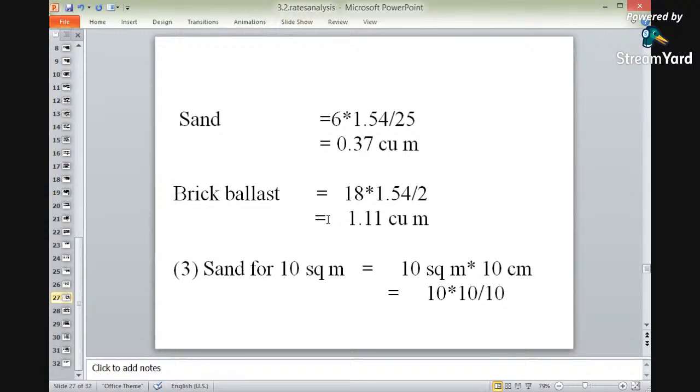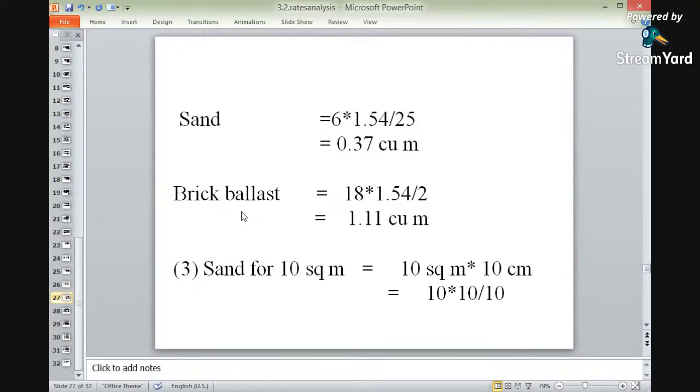Okay. What about the sand required in this case? So 6 parts of sand. Okay, 1, 6, 18. So the 6 is sand. So 6 is multiplied by the volume, that is, after 50% extra, the volume comes to be 1.54 cubic meters. Total parts is 25. So it is just simple multiplication and division. So it comes to be 0.37 cubic meters.